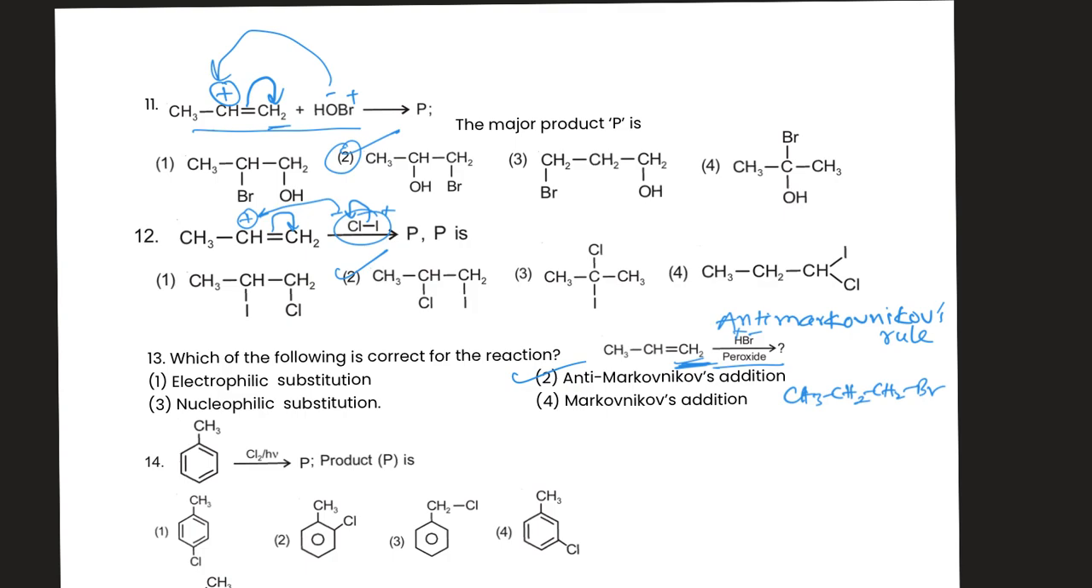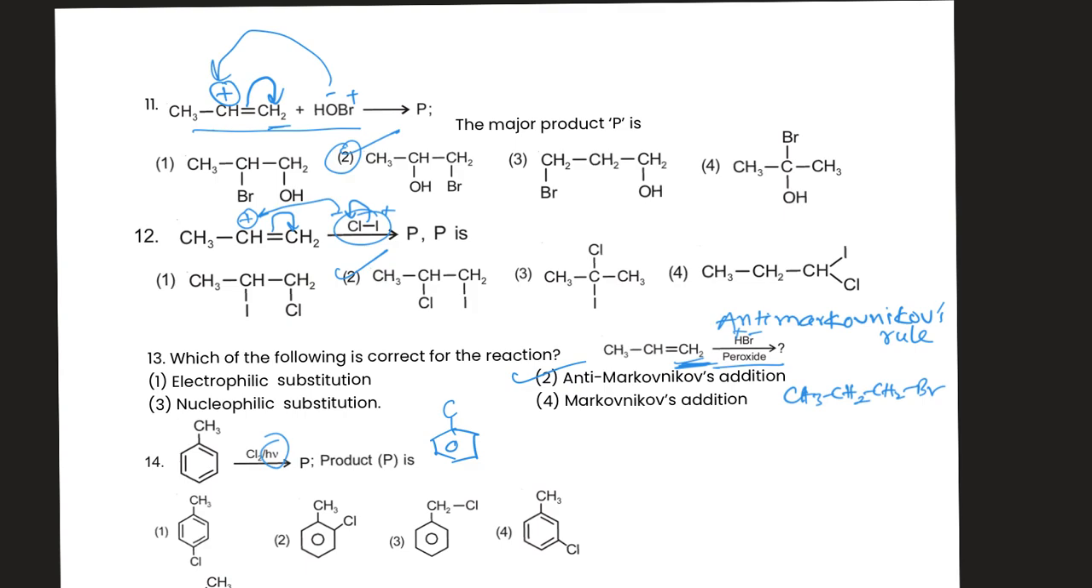Toluene chlorination in the presence of h nu. H nu means it is compulsorily side chain substitution, or if heat is given, also side chain substitution. Now, how many hydrogens are there? CH3 means 3 hydrogens are there. So all hydrogens may be replaced or one hydrogen may be replaced, according to the option we have to select.